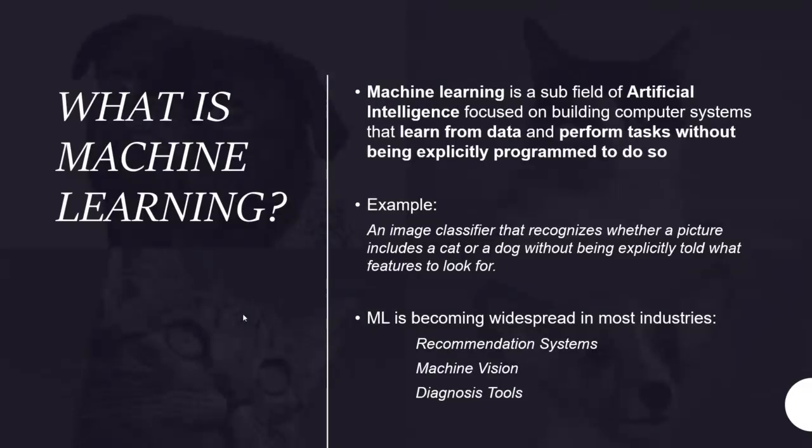And machine learning is really widespread in pretty much any industry, right? So all the recommendation systems from YouTube to Netflix, they're all working on machine learning. The machine vision that's used for, let's say, self-driving cars or facial recognition systems, those operate through machine learning. And in the medical field, diagnosis tools can be developed using machine learning as well.